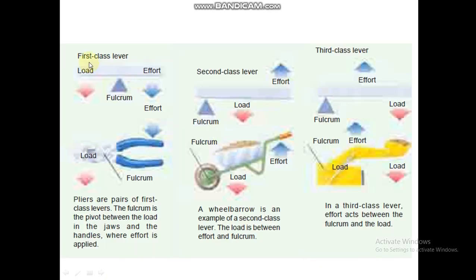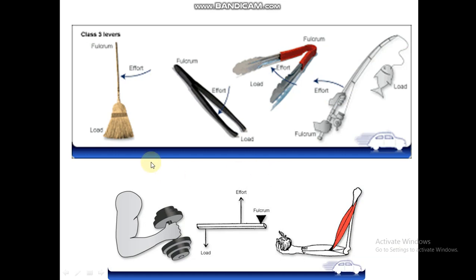So we have discussed types of levers: first class, second class, and third class. In first class, the fulcrum is between load and effort. Examples are pliers, first class lever. Second class lever, load is between fulcrum and effort, like wheelbarrow, second class. And in third class, effort is between fulcrum and load, like cranes, etc. Third class lever, effort between the fulcrum and the load. You can have a number of examples as we have discussed in the previous slide.